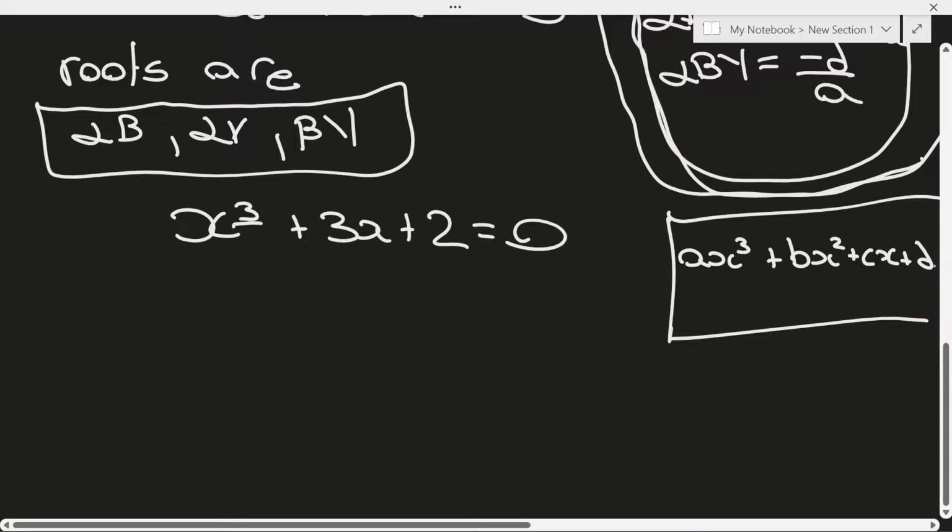So if the middle part, which is this b value right here, is missing, it means that b has a value of 0. So what I like to do, just to make sure that I'm doing everything properly, is write x cubed plus 0x squared plus 3x plus 2.